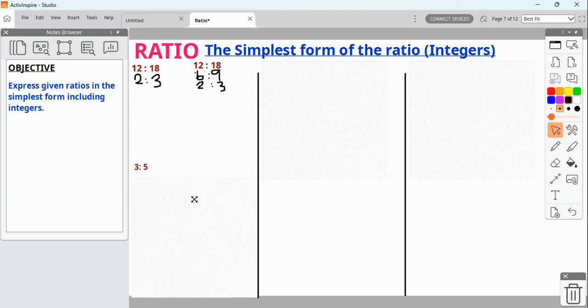3 ratio 5, or 3 is to 5. So we have to check the highest common factor, or by which number 3 and 5 are divisible. 3 and 5 are not divisible by the same number, because the highest common factor is only 1. So we cannot solve it any further because it's already written in the simplest form. So the answer is 3 ratio 5.